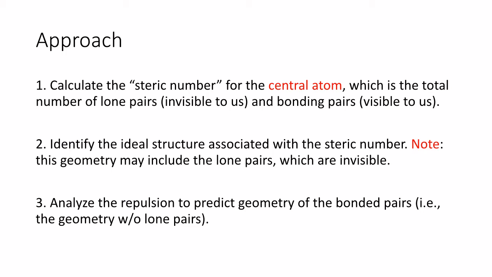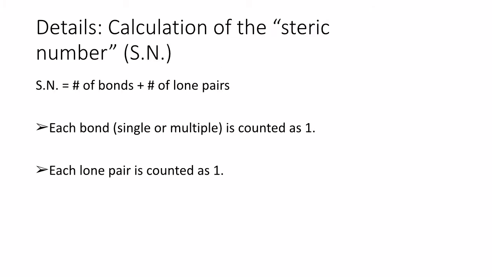And we'll also get rid of the lone pairs from our discussion, and we'll come up with a geometry of the bonding pairs, that is without the lone pairs. Good. All right, some details for each step. The calculation of steric number, as I said, is a sum of bonding pairs and lone pairs.